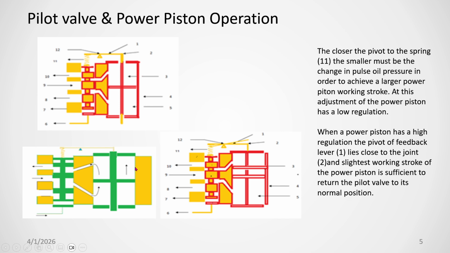And higher regulation, what is it? When the distance from here to here is less, a small movement of the servo motor will bring this valve to the center position. The pilot piston will come to the center position and stop the oil flowing. So that is called higher regulation, because for a small movement, you get the pilot piston movement very fast. That's why it is called higher regulation.